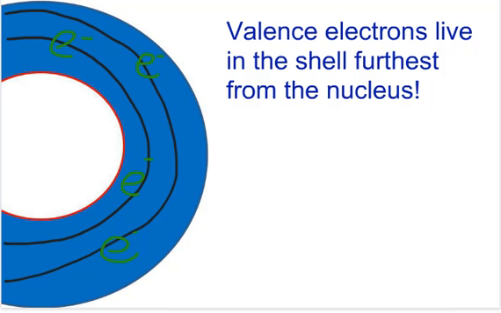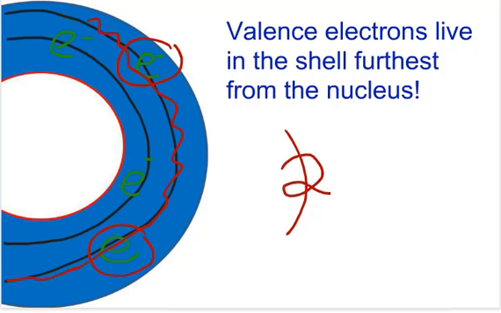Valence electrons live in the shell furthest from the nucleus. So whichever shell is furthest from the nucleus, that's where the valence electrons are. In this picture, there are 2 valence electrons. Now, we need to know how to calculate how many valence electrons there are. So what we need to remember is what I just told you. 2 electrons in the first shell, 8 in the second, and 18 in the last.